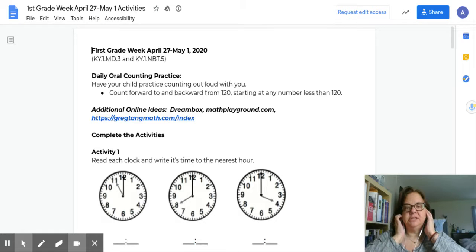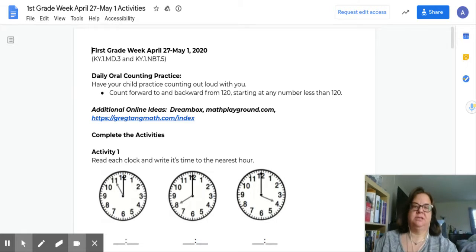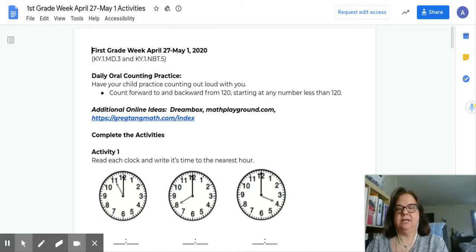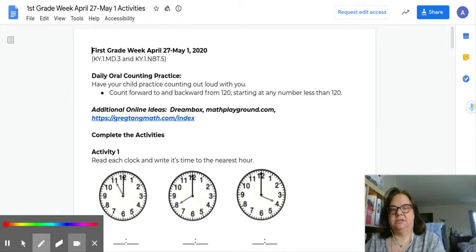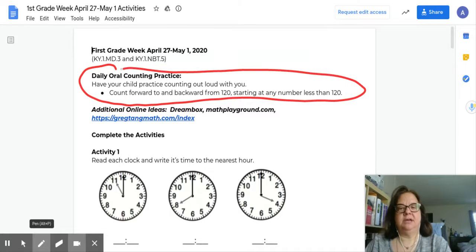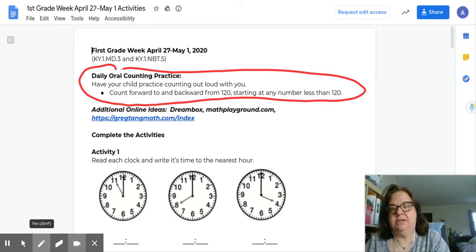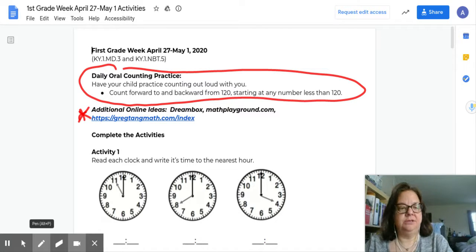We are going to continue practicing counting forwards and backwards and skip counting all different kinds of ways. And that's up here in this daily oral counting practice. I still have some Google Classroom stuff up for you to do along with those activities. Of course, we still have Dreambox every day, and you can do Math Playground. And here is a new one, this Greg Tang Math, that you can check out and do some different things on.